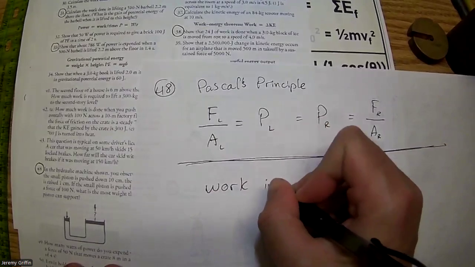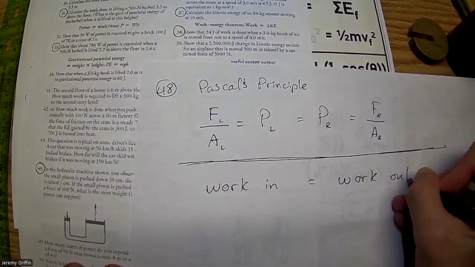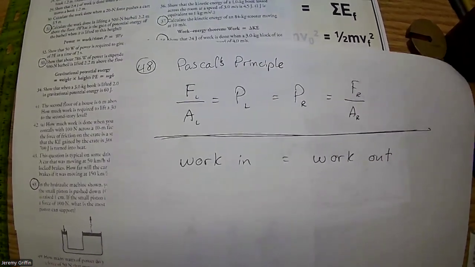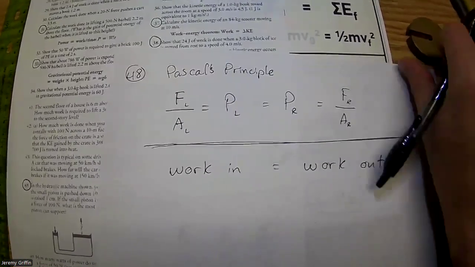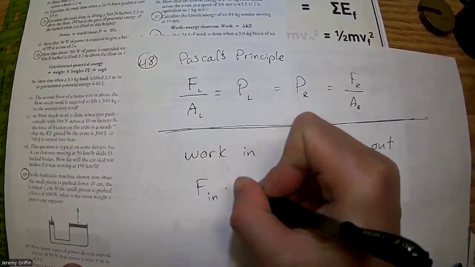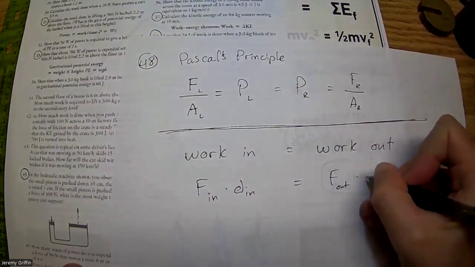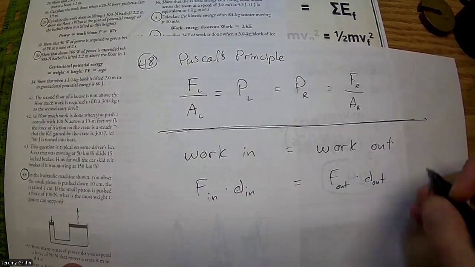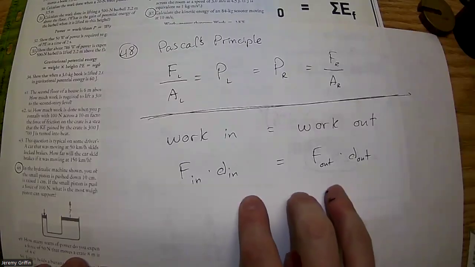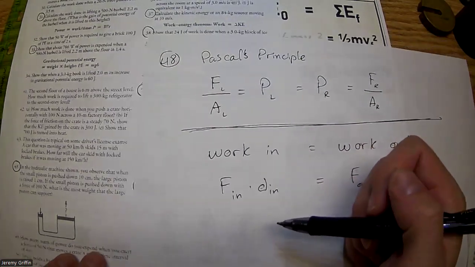Work in equals work out. So we'll do a conservation of energy type approach. We're getting a mechanical advantage from this piston system, kind of like you will tomorrow with your pulley system. So that's force in times distance in equals force out times distance out. So ignore Pascal's principle. That's a different way of solving it that we'll do next semester. We're going to do work in equals work out.